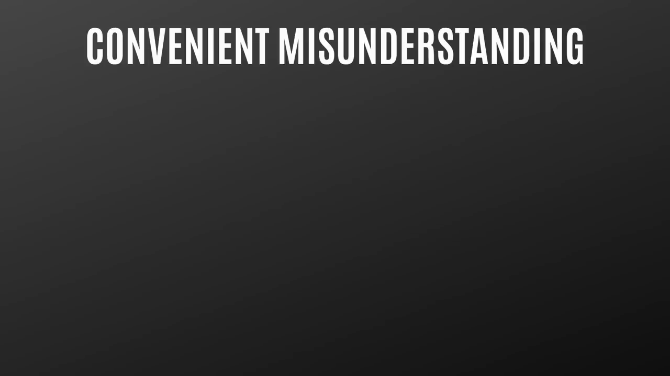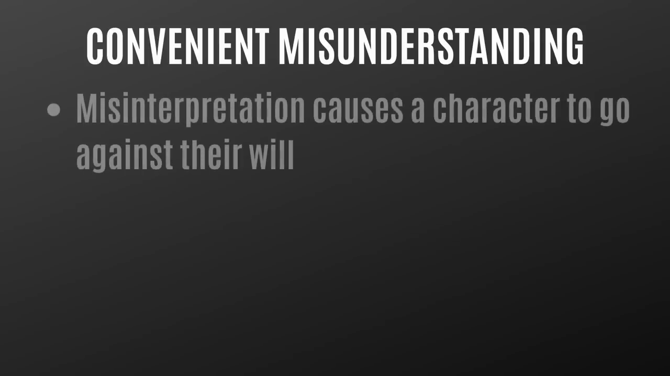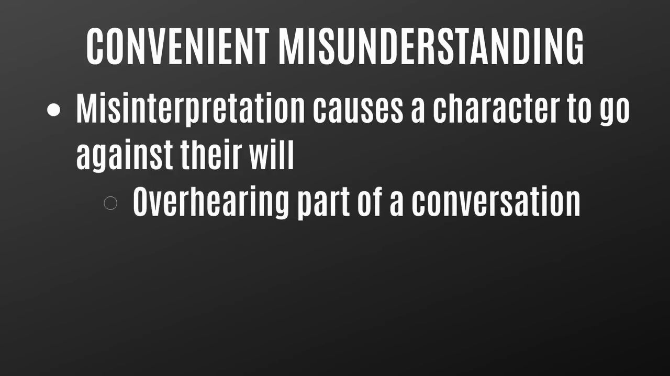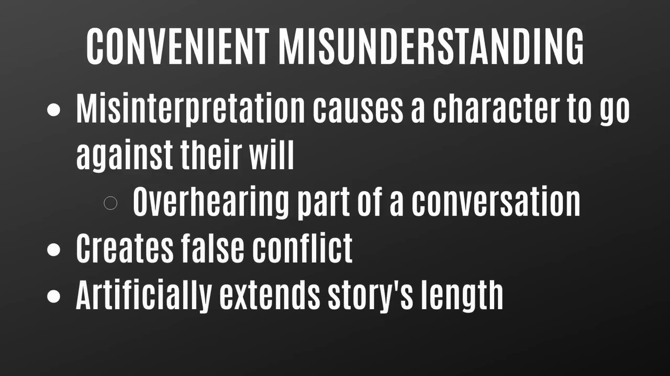This is when a character misinterprets something, and that misinterpretation causes them to go against their will. It's usually the result of bad timing. You'll have a character who overhears part of a conversation, and that part convinces them that something is very wrong when actually it isn't. If they had heard the entire conversation, they would know that there's nothing wrong at all. This plot device often creates a lot of artificial conflict. It oftentimes adds filler to the story.